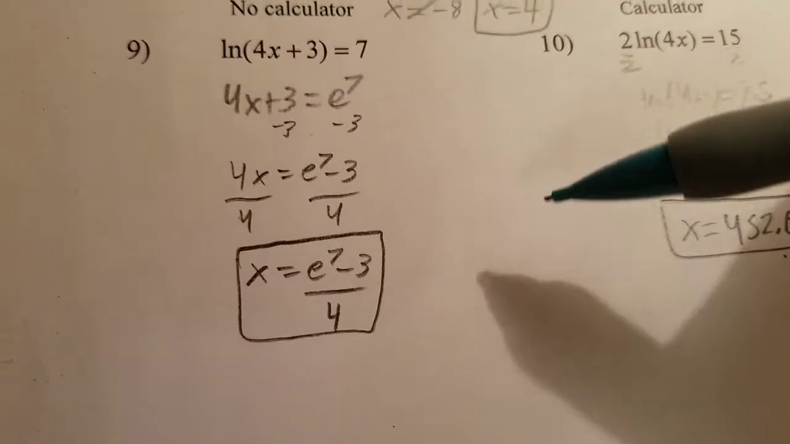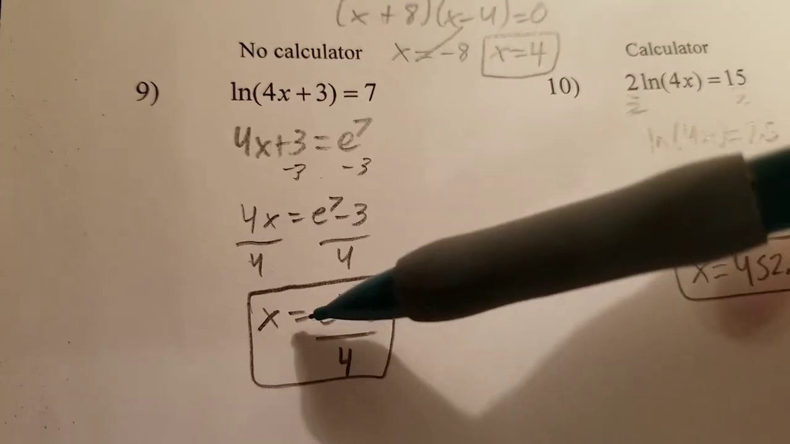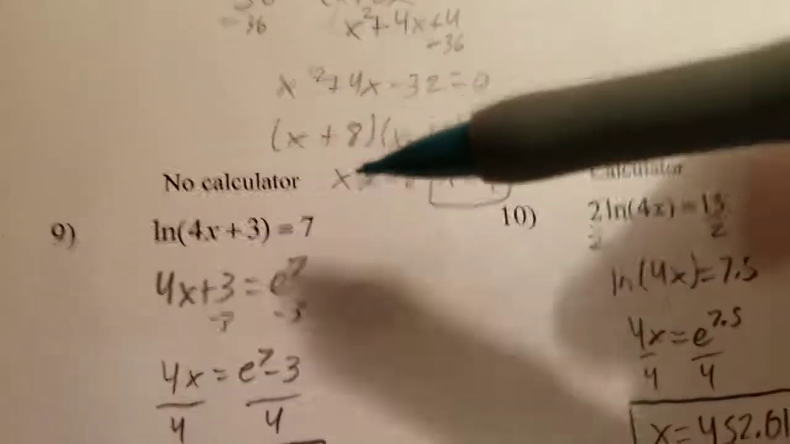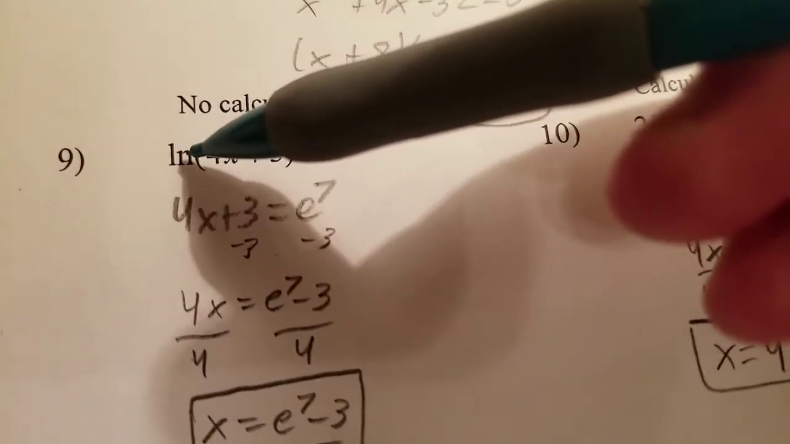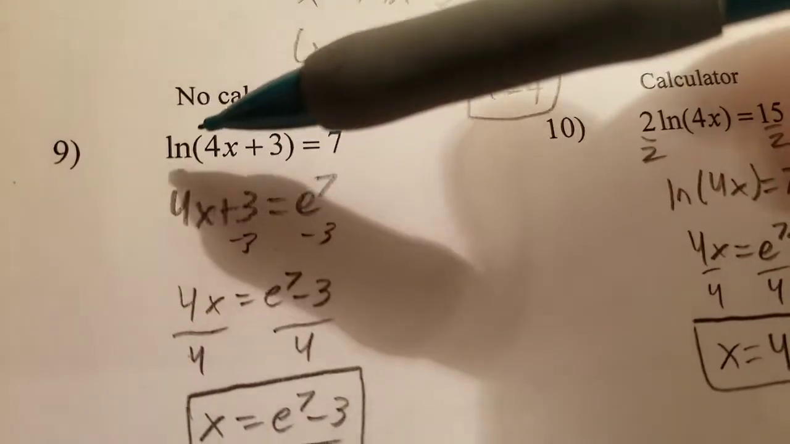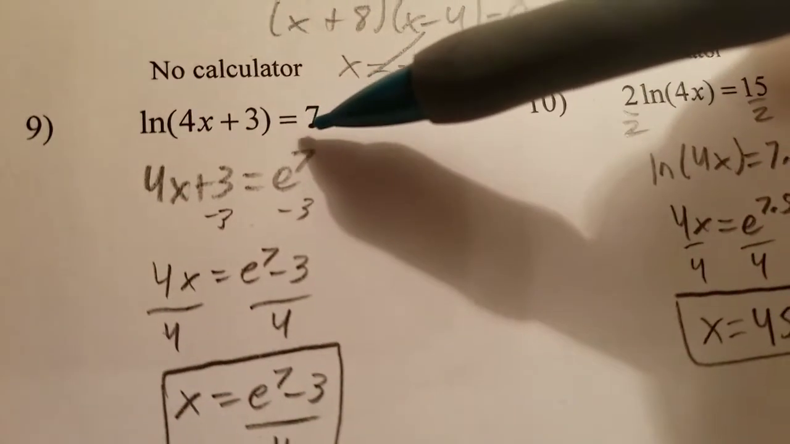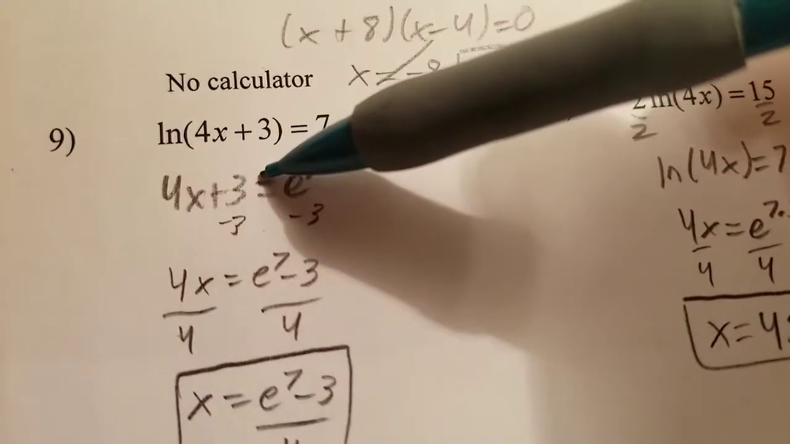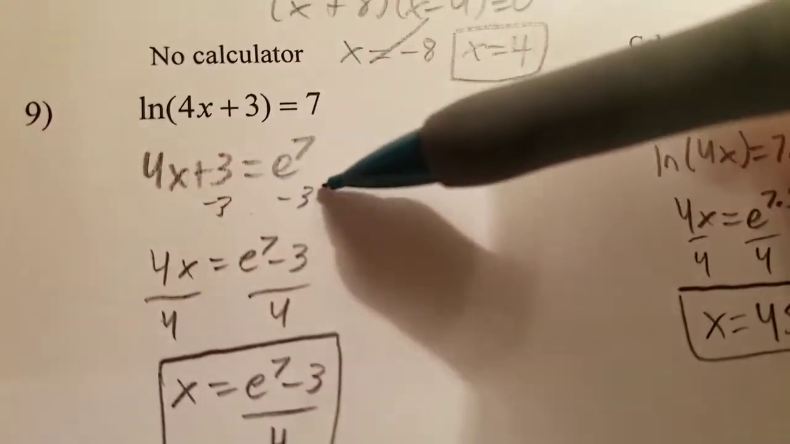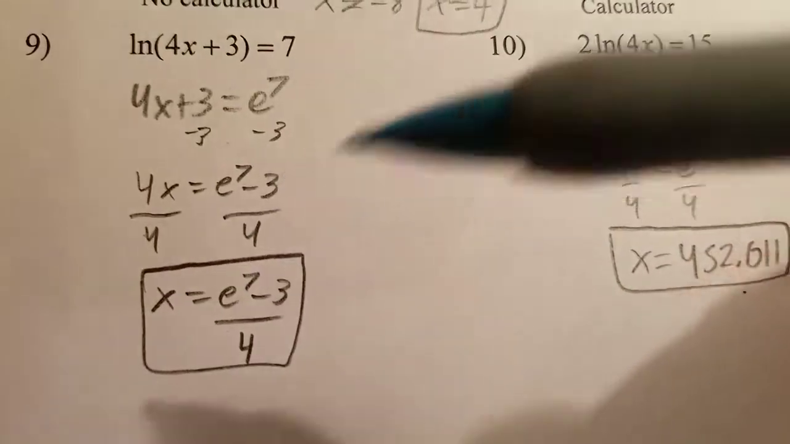Now with these ones, if you have no calculator, you just essentially isolate the x. So you have natural log, which is just log base e, and you take that and bring it over here. So you have e to the 7th equals 4x plus 3. Subtract 3 on both sides and divide by 4. And then that's all you can do if you don't have a calculator.